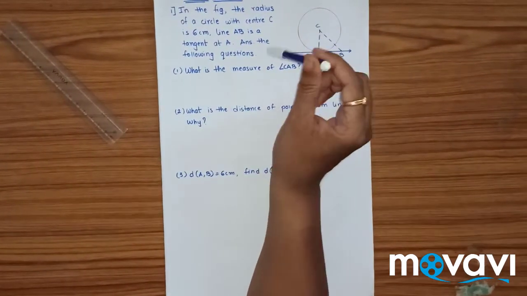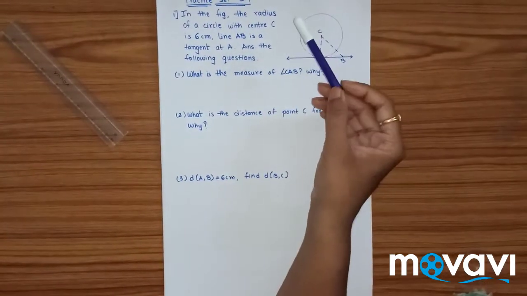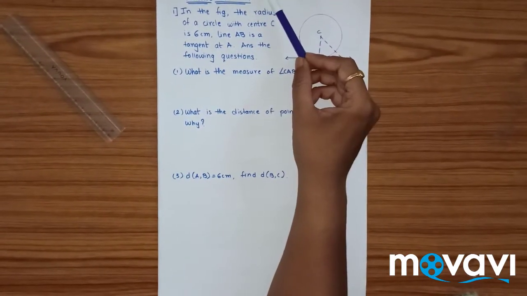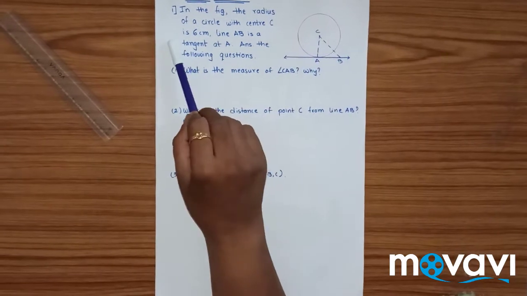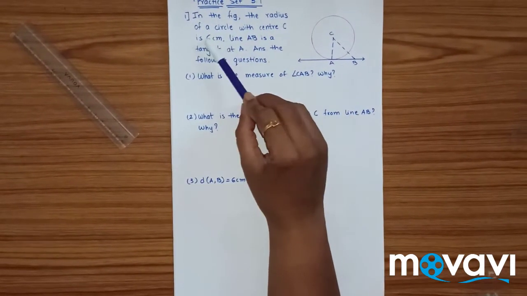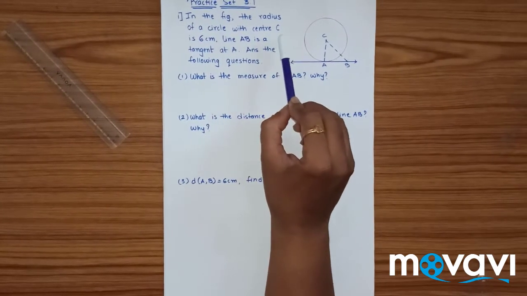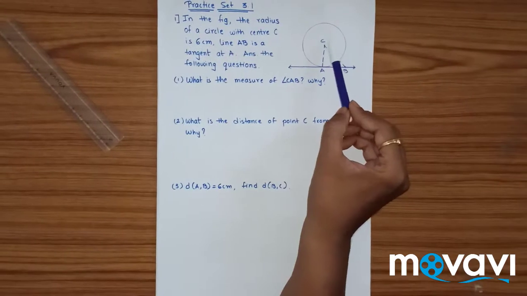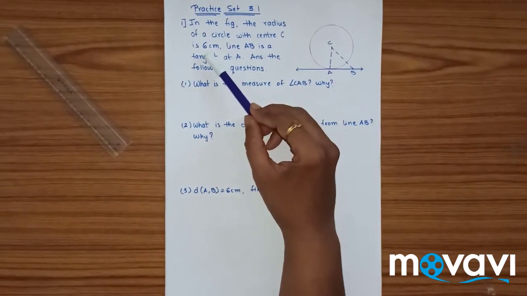Welcome back. In this module, we are going to start with practice set 3.1 of chapter circle. Okay, so here is the first question. In the figure, the radius of a circle with center C is 6 centimeter. Okay, so radius of the circle is 6 centimeter.